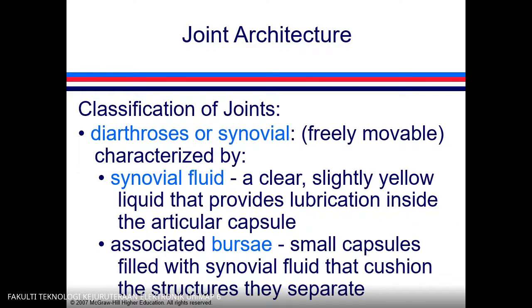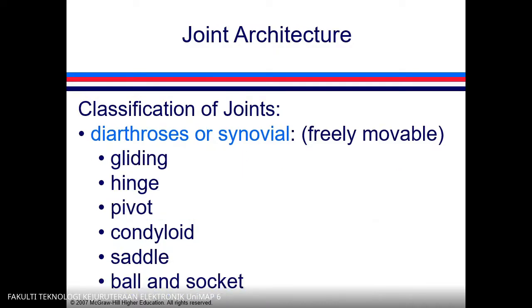Remember, Endo. There are a few more characteristics of the freely movable joint. You can read it, but I want to show you examples of freely movable joints. It can be divided into a few examples: gliding joint, hinge joint, pivot joint, condyloid joint, saddle joint, ball and socket joint. All these joints refer to freely movable joints, number 3 just now. Let's look at the examples together.